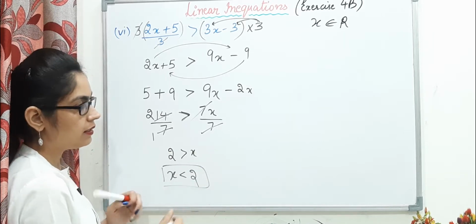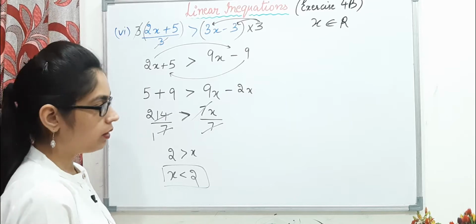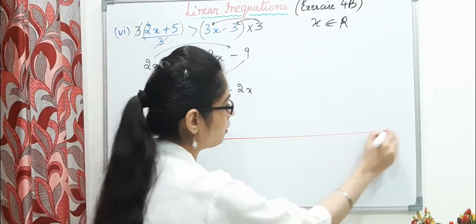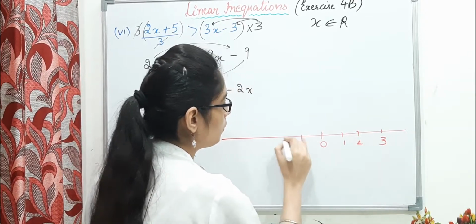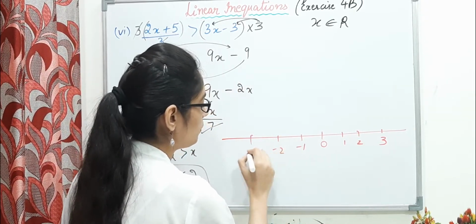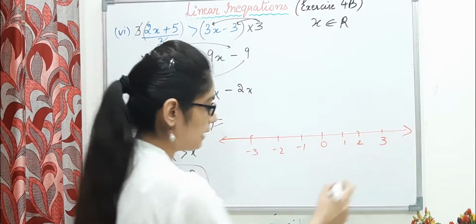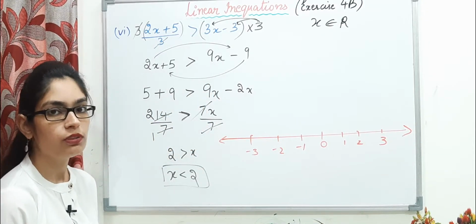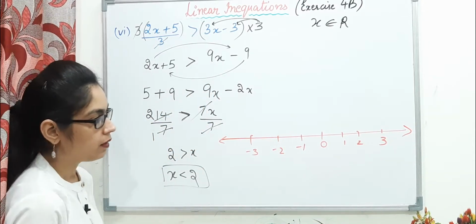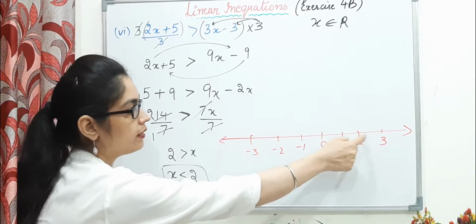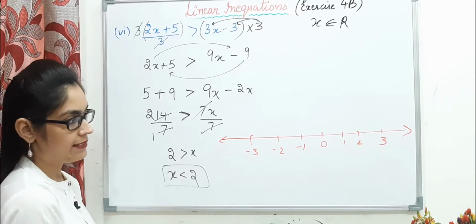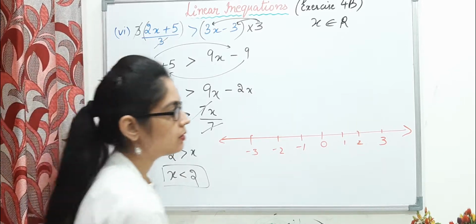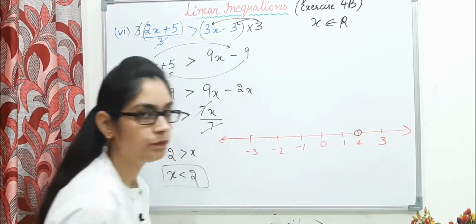So x is less than 2, we can plot this point on number line. Number line, same way we can draw 0 in the middle. So 1, 2, 3, minus 1, minus 2, minus 3. First step, we have to see the number, which number we have to mark. So it is 2. 2 is here, then sign we have to see. Second, sign is only of less than. So only less than means we have to draw small circle.